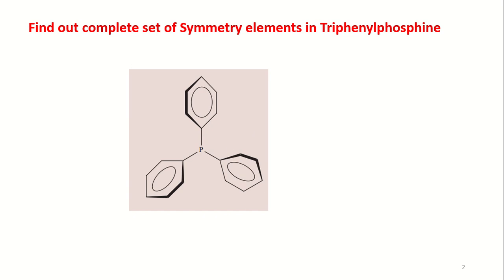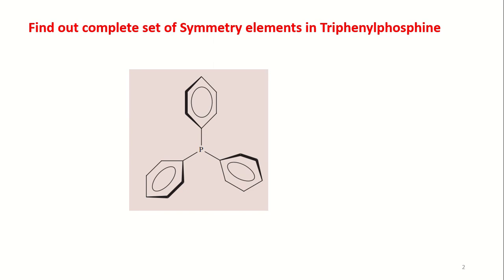So first of all, for making the setup for the multiplication table, we have to find out the complete set of symmetry elements and operations in triphenylphosphine. So first of all, we have to find out the symmetry operations. For finding symmetry operations, we must write the identity, which is E, first for every kind of molecule.